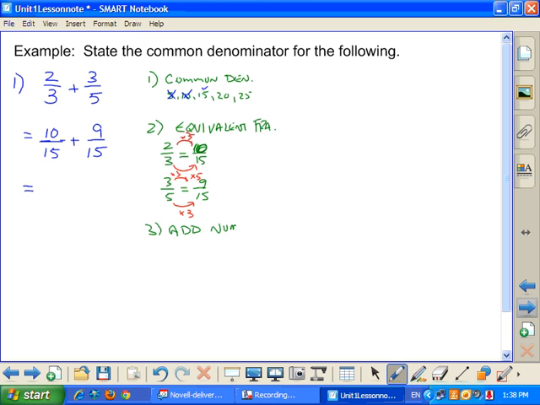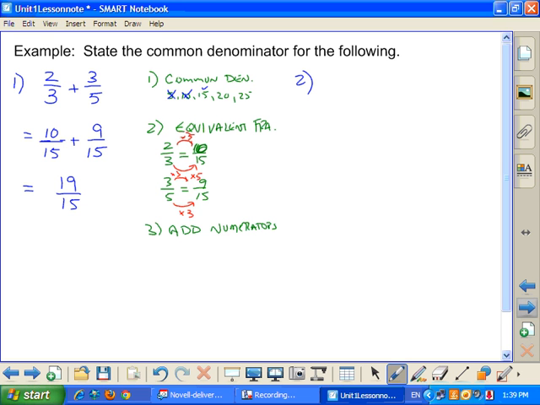Add numerators. So that means that 10 plus 9 is 19 over 15. So there you go. We just added two fractions that had no common denominator. We did it in slow motion, so we can speed it up for the next example.